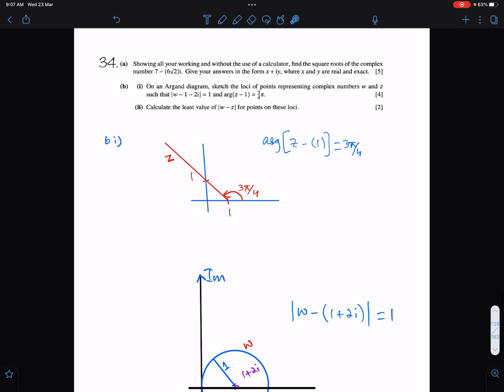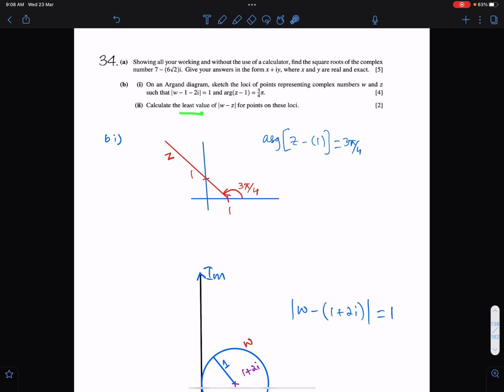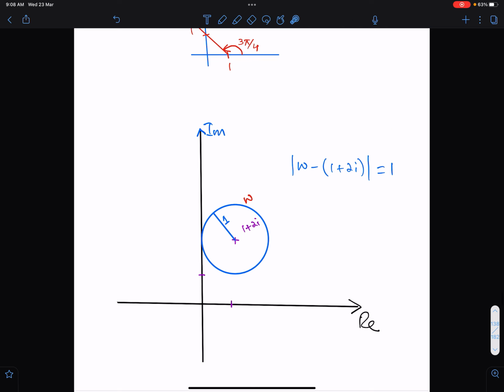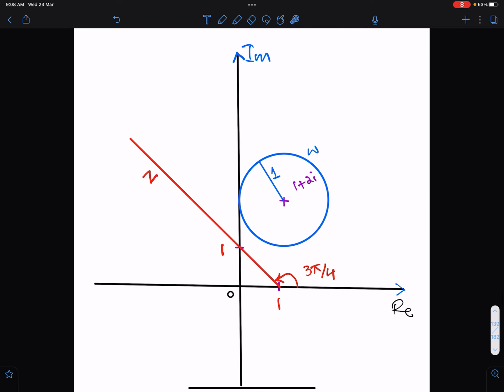Now B part 2. Calculate the shortest distance. Least value means the shortest distance between W and Z for points on these loci. So for the shortest distance between these two, we have to drop a perpendicular from center of the circle to this line. And this angle is 90 degree. And this is the shortest distance because when W is here and Z is here, then this distance is least.